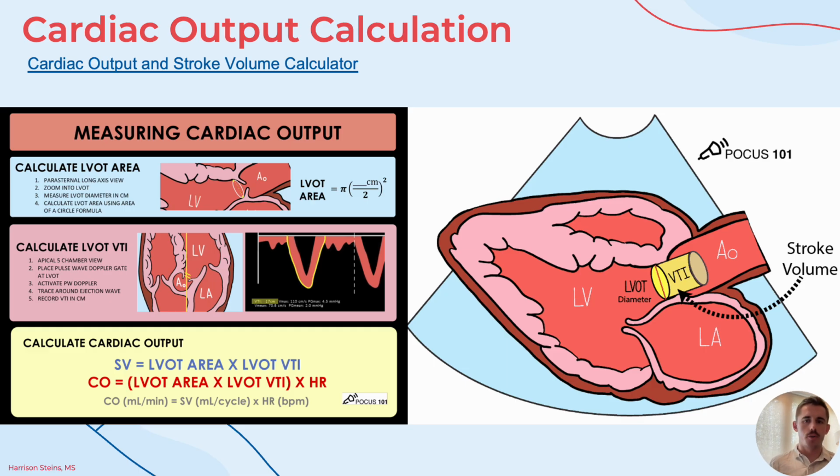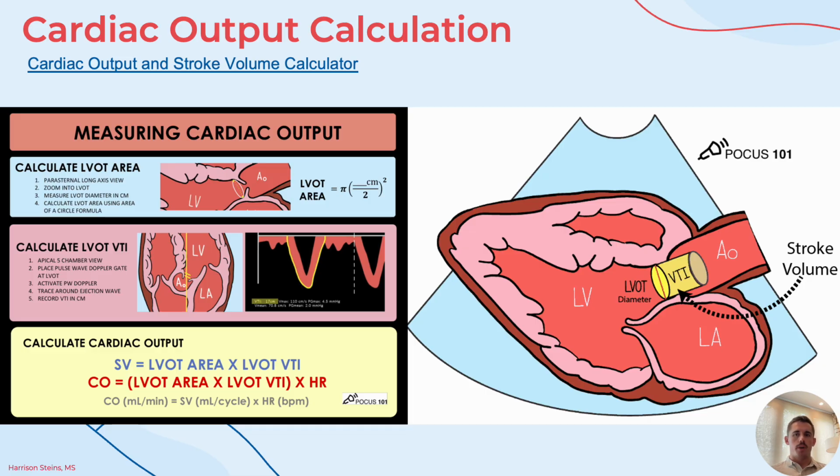Okay, so we're going to be looking at the cardiac output calculation. So you'll notice a lot of these images are really, really beautiful. They're coming from POCUS 101, which is a great resource for anything ultrasound. I used it for a lot of the material in this presentation, as well as just for a lot of my own learning throughout medical school.